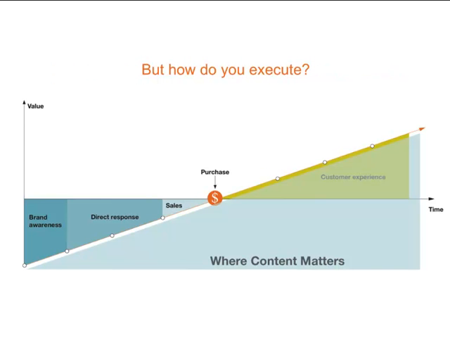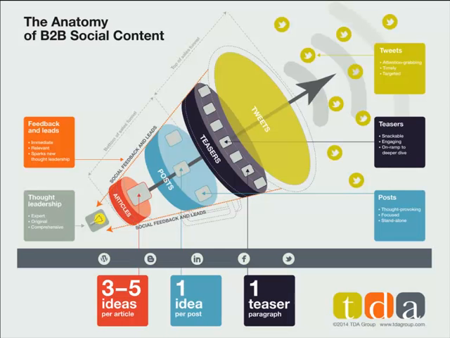So we've reviewed where content matters, and we now can understand that it actually applies to the entire lifetime value of the customer, and it can help accelerate sales cycles and foster deeper loyalty and hopefully even brand advocacy over time. But the question is how do you execute that? How do you create content that can provide that kind of support? And that's really what we get to in the next chart, the anatomy of a B2B social content strategy.